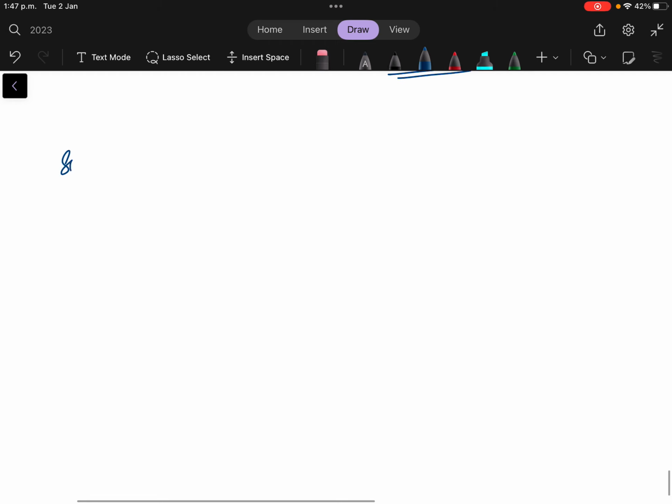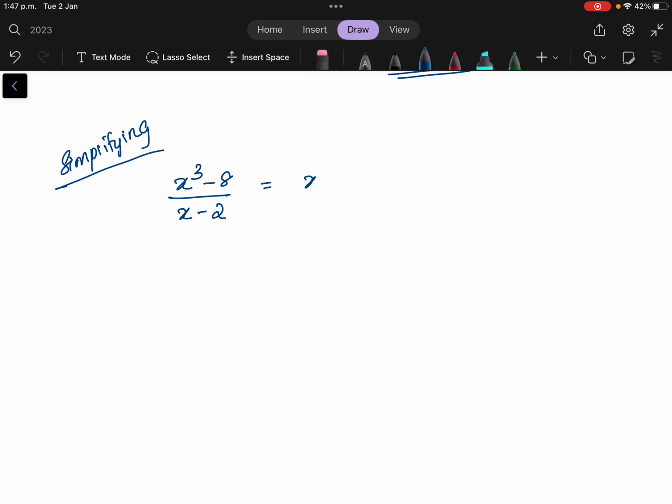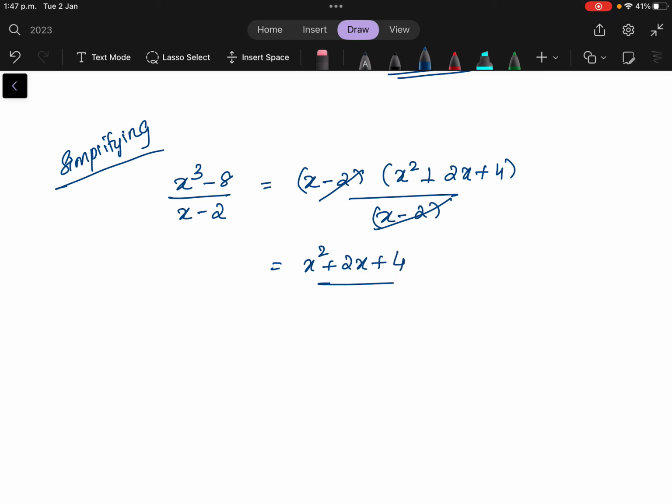Then we move on to simplifying fractions. Simplifying algebraic fractions means you have to simplify the numerator and the denominator. You have to factorize it and then simplify it. For example, if you have (x³ − 8) divided by (x − 2), you factorize the numerator as (x − 2)(x² + 2x + 4) divided by (x − 2), and this gets cancelled. Then you have x² + 2x + 4.